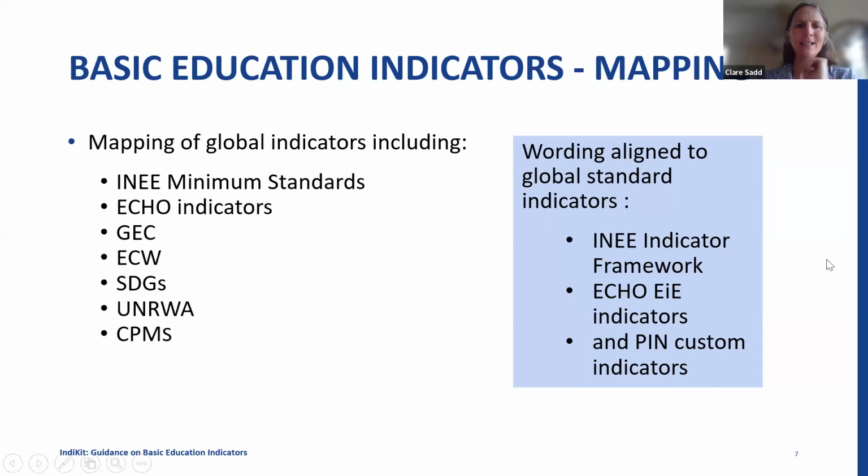And I think I mentioned already, we tried to focus this as much as possible on the INEE indicators to ensure that everything on Indikit is aligned to the minimum standards. But in some cases, we did find that other indicators were either more relevant or more straightforward to collect data on. So in some cases, we have used other indicator sources. So you'll see when we talk you through the platform that as well as INEE indicator phrasing, we also have indicators directly from ECHO's Education and Emergencies indicators, plus some PIN custom indicators that we put together to try and fill some of those gaps that I was mentioning before.